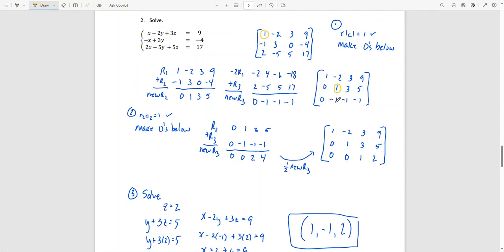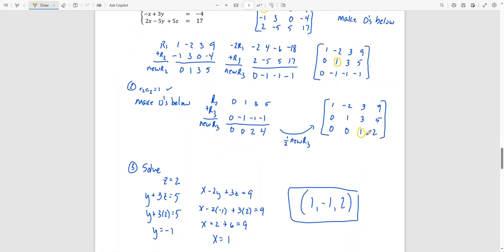But look, 1 and minus 1, I can just add these two. And I end up with 0, 0, 2, 4. It's a new row 3. And just like I did on the previous one, I see that if I divide every term by 2, take half of every term, I'll have a leading 1 here as well and take care of that little step at the same time. Now I know that z equals 2.